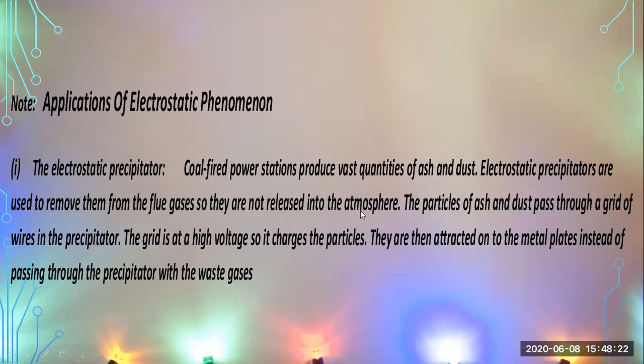These are the techniques used to reduce pollution in the atmosphere by using these plates. These plates are used to collect the charged particles and move them elsewhere, so that they do not become a source of acid rain and other atmospheric pollution. Whenever industries and other setups are opened, these precautions are widely taken. The particles of ash and dust pass through a grid of wires in the precipitator. The grid is at high voltage, so it charges the particles. They are then attached to the metal plates instead of passing through the precipitator in the waste gases.